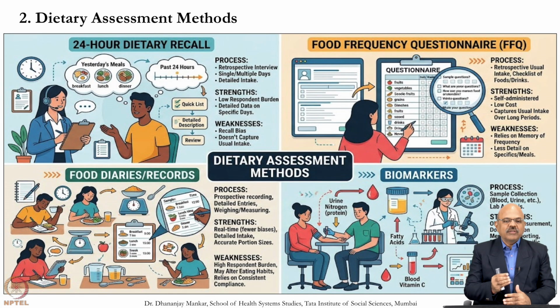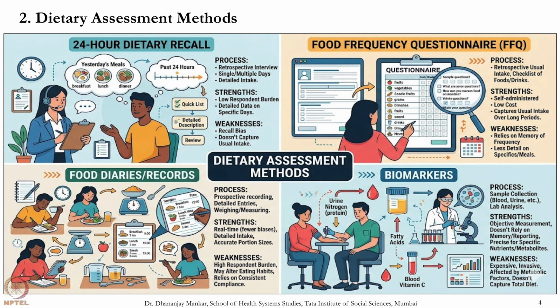The portion sizes and all that come in as very important. But on the other side, the weakness is the high respondent burden, and you may find that a lot of food habits are altered and not taken into consideration, which makes compliance a little difficult. Biomarkers are seen as very popular but are very costly and expensive, and more invasive, and all your metabolic factors are covered over here.